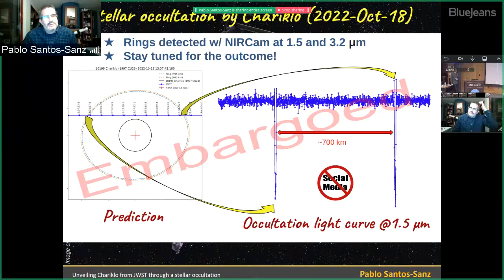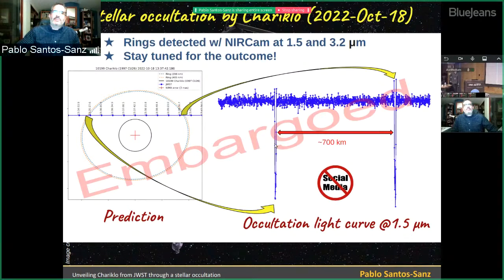Okay, and we have one question online. It may be a very similar question. What can you expect from two-color observations about the composition and grain size of the rings? Also, do you see structures in the rings?